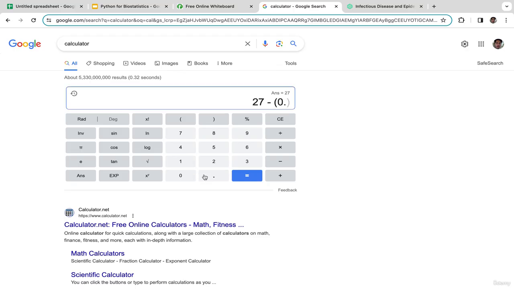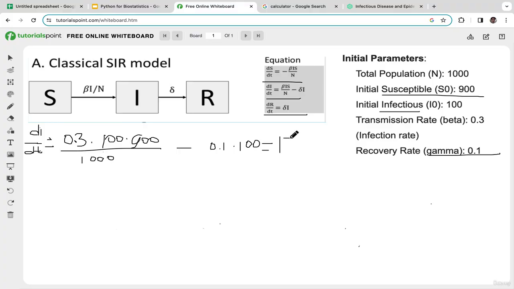0.1 multiplied by 100. Okay, so this is what we got: 17 people get infected. If you're wondering what the total number of infected people is, initially there were 100 people infected, and there are 17 new people infected. So we just add 17 to 100.